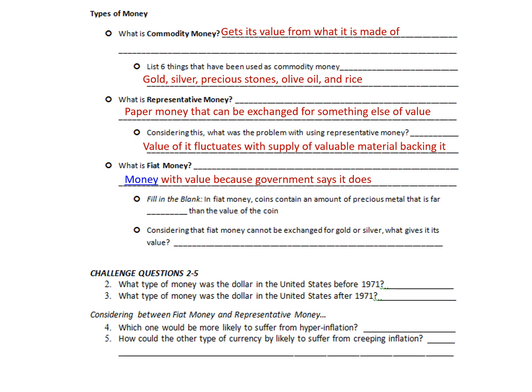So the question is, fill in the blank: in fiat money, coins contain an amount of precious metal that is far less than the value of the coin. You've heard that pennies are made of copper, very, very little copper, and a nickel contains very little nickel. So again, the next question: its value is because the government backs it up, says it's valuable.